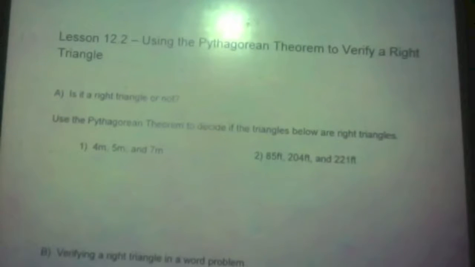Today's lesson, we're going to be trying to find out if some triangles that we have are actually right triangles or not by using the Pythagorean Theorem.